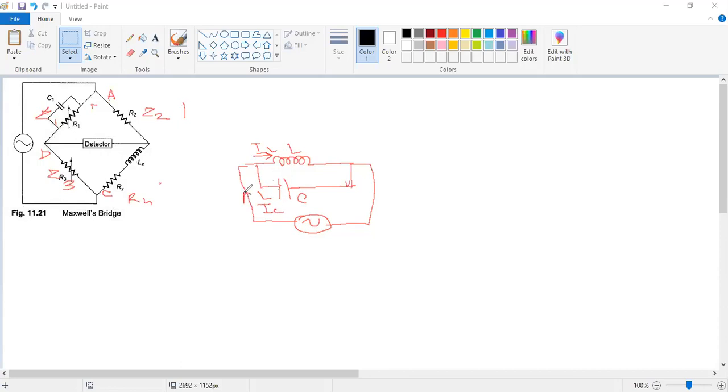So if there is I1, then I1 is divided in two ways. One is IL and another is IC. And again it is merged and it is coming, that is I1. Okay. And what will be the phasor diagram?